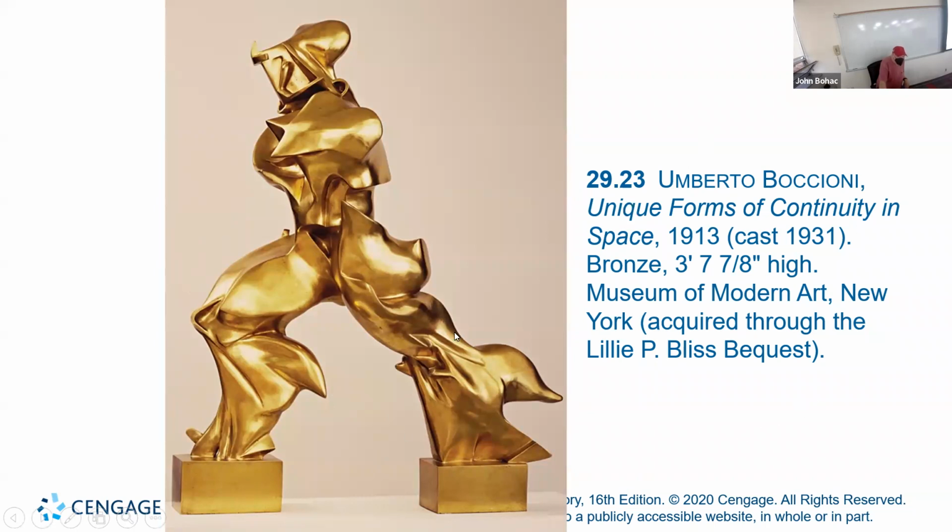It's a sculpture and it's bronze and it's called Unique Forms of Continuity in Space. And if you take a look at this, this is a depiction of a person walking, going through space. And like Cubism, it's taken the subject and broken it down into various parts and put them back together. And so this is an attempt at creating movement.